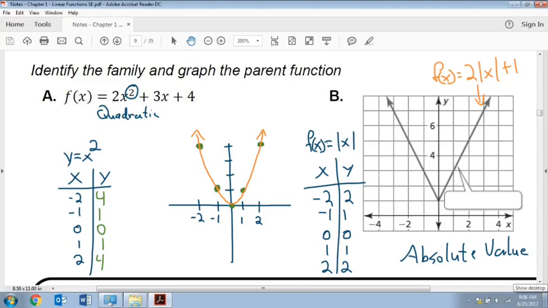We got -2, 2. We got -1, 1. We got 0, 0. We got 1, 1. We got 2, 2. And you know what? Have you noticed you got 3, 3, 4, 4, 5, 5? They kind of go on like that. If you haven't figured that out yet, that's okay. And we make a nice straight line in either direction.